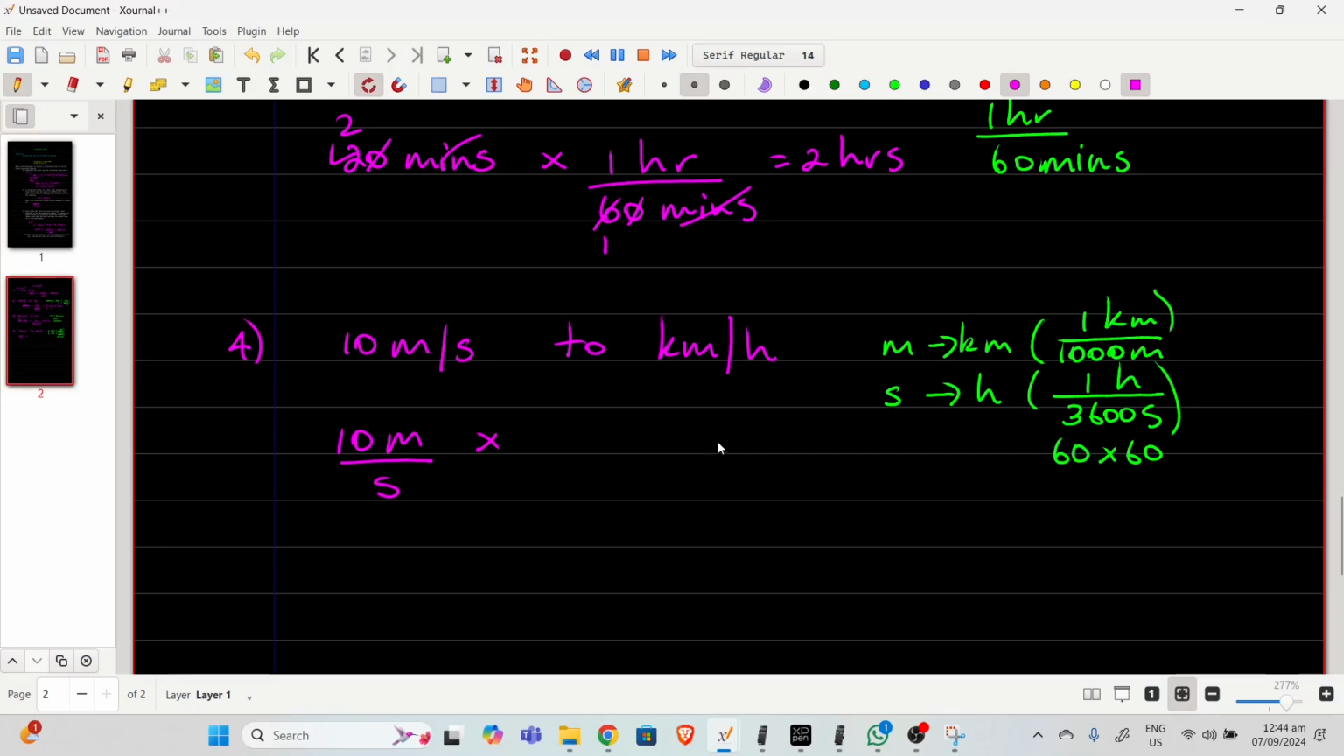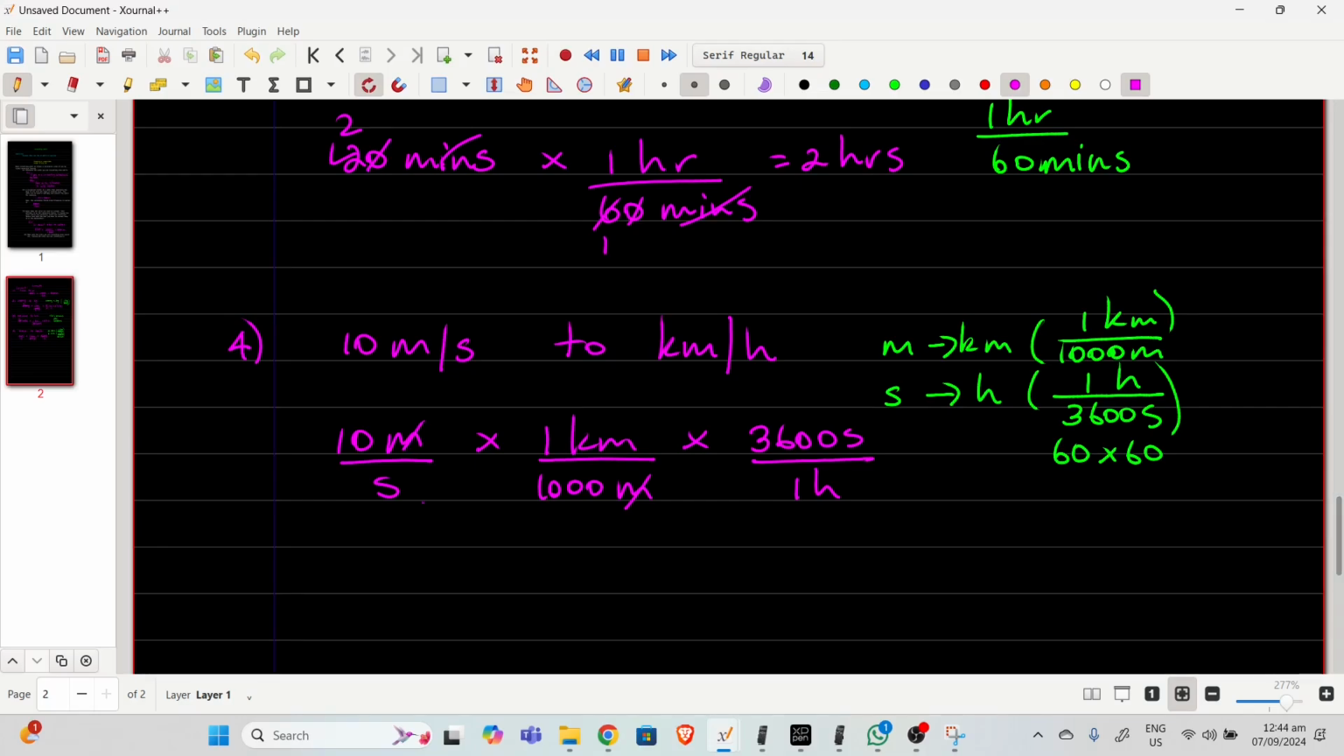All right. So let's see. The meters is fairly straightforward. I'm going to put 1 km over 1000 meters. And then in this one here, you can see that the seconds is what needs to be removed, but to cancel it, it needs to be cancelled with something on top. So I'm going to have to put the 3600 seconds on top here, and then the 1 hour underneath here. And now all I have to do is simplify.